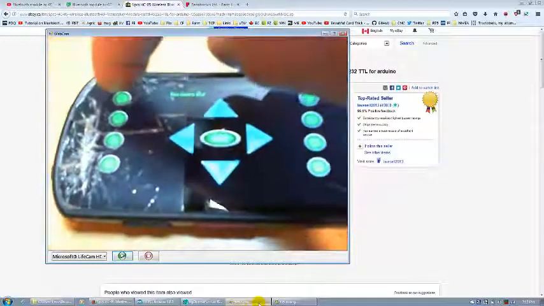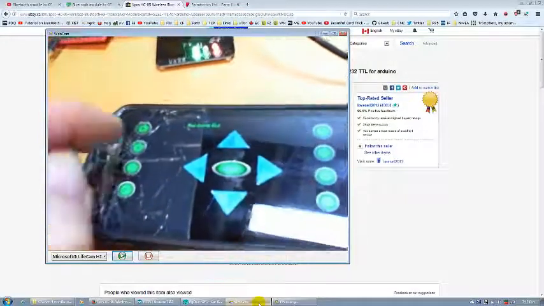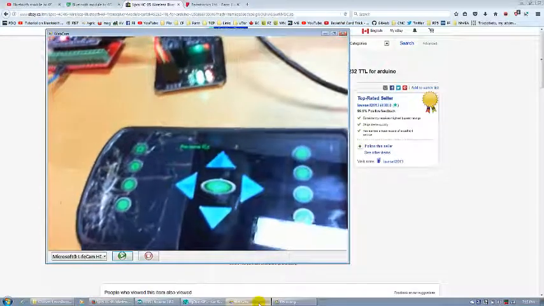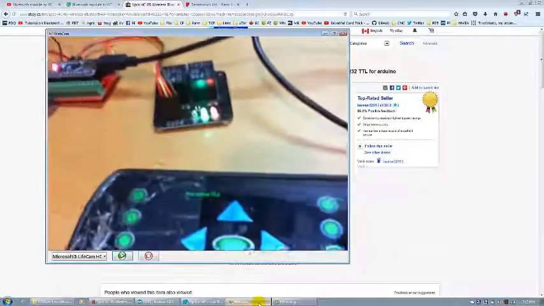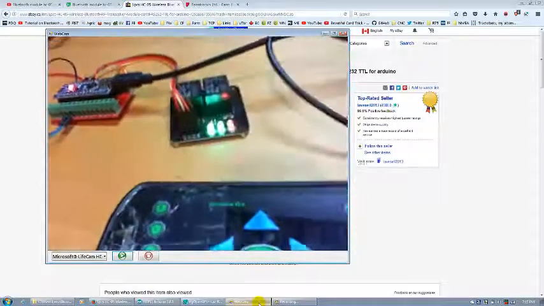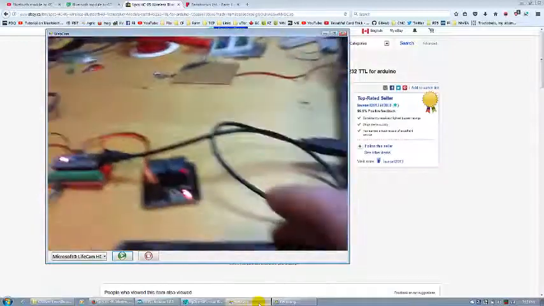You push A, this side, push A. Turns the relay on, push B, turns the relay off, push E, turns the other relay on, F turns it off. So there you go. And then you got just your smartphone to run it.